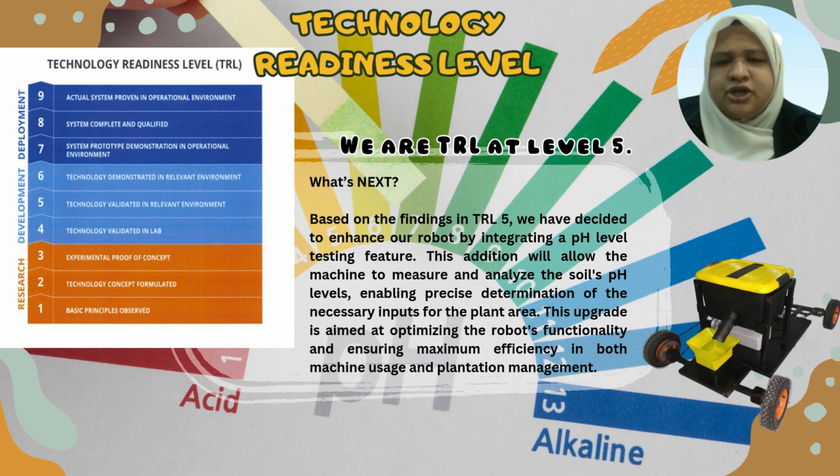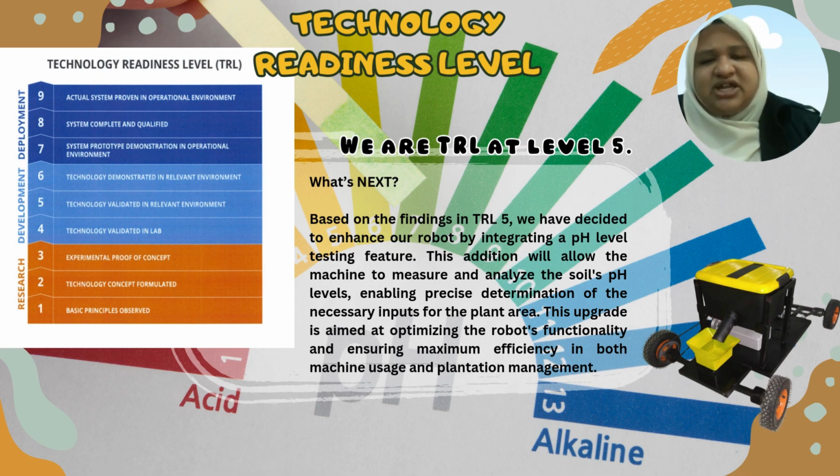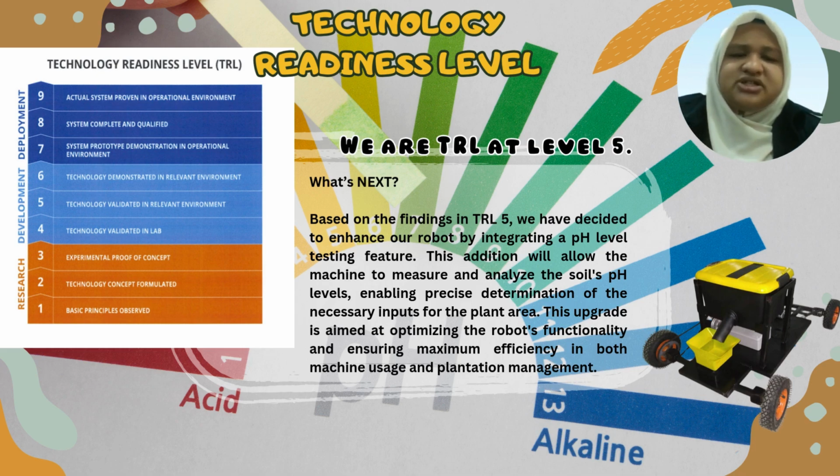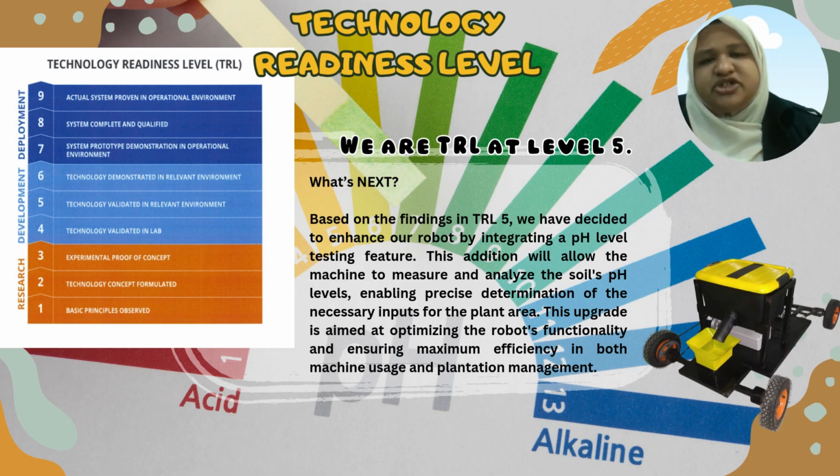We have successfully completed TRL 5 and are now advancing to TRL 6, building on the findings and results obtained in the previous stage. In TRL 6, we plan to enhance our robot by integrating pH level and moisture testing features. These additions will optimize the robot's functionality, enabling it to assess soil conditions in real time and further improve the precision and efficiency of dolomite application.